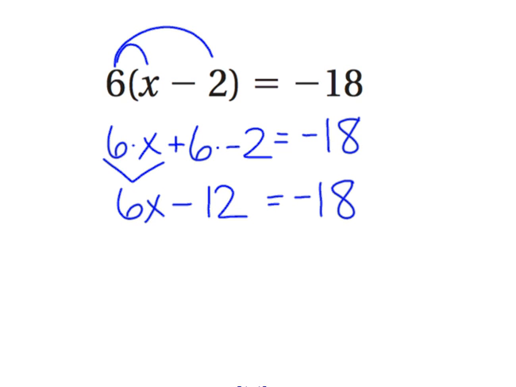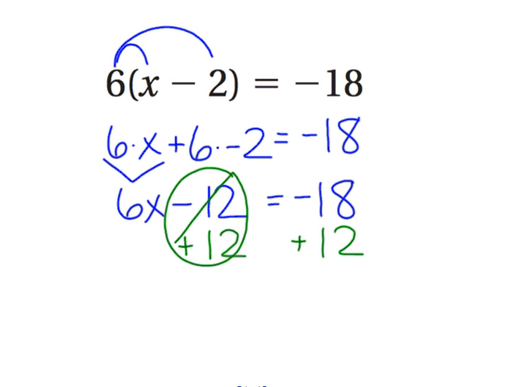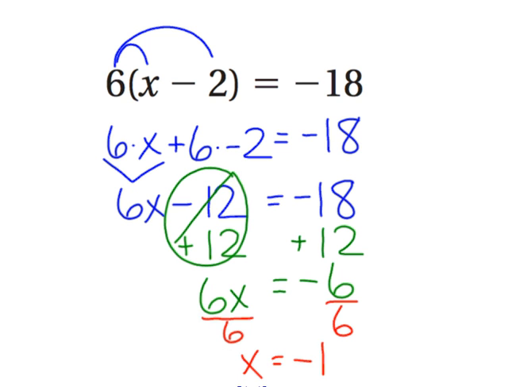Then from here, it's just the same as we saw before. I'm going to deal with the constant term first. So I'll add 12 to each side. That makes a 0 pair. And then we're left with 6x equals negative 6. Next, I'll divide by the coefficient. So divide by 6 on each side to get x equals negative 1.